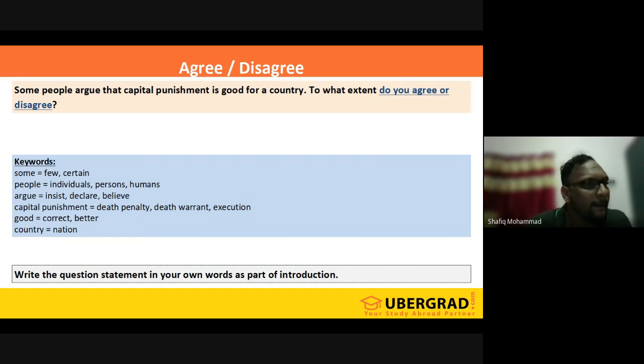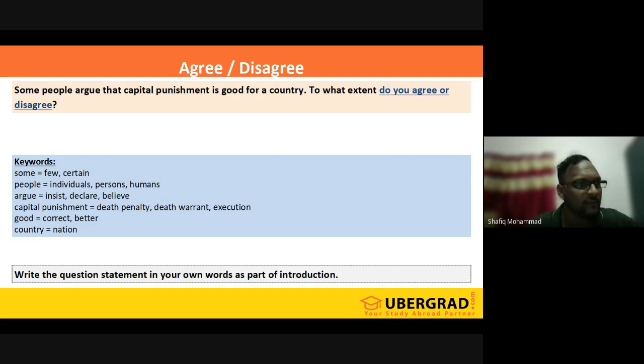I'll read Ramesh's one. A few individuals insist that death penalty is correct for a nation. In my perspective. Perspective spelling is wrong. Spellings are very important, Ramesh. In my perspective, in clear violation of international law and standards. You need to correct that second sentence. I'm not sure, you need to construct it one more time. Then people can spend years on death row, not knowing when their time is up. But what is your argument here? You didn't tell that, Ramesh.